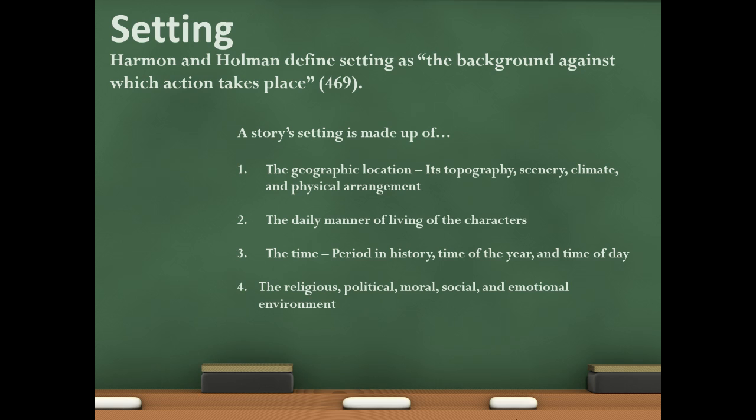And then the last aspect of setting, we can think about this as the culture of the characters. So the religious, political, moral, social, and emotional environment. For example, if you read The Scarlet Letter by Nathaniel Hawthorne, that's set in a very strict, religiously conservative environment, where if you commit sin, you're outcast.